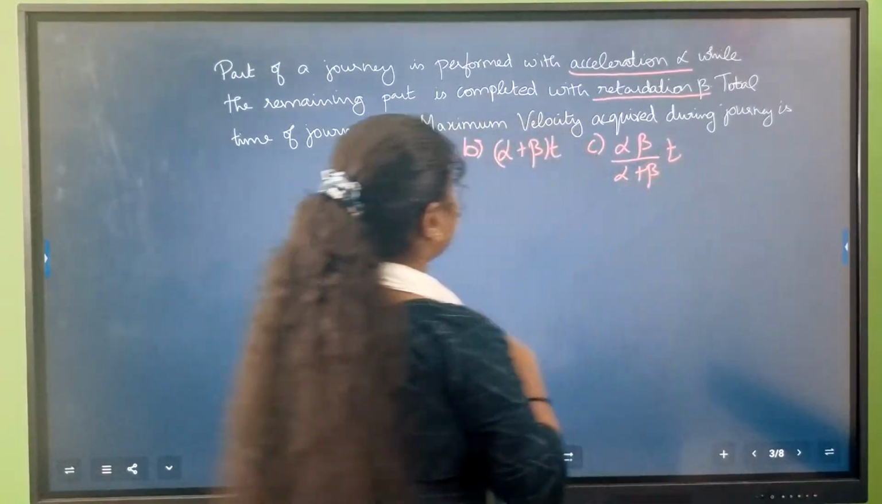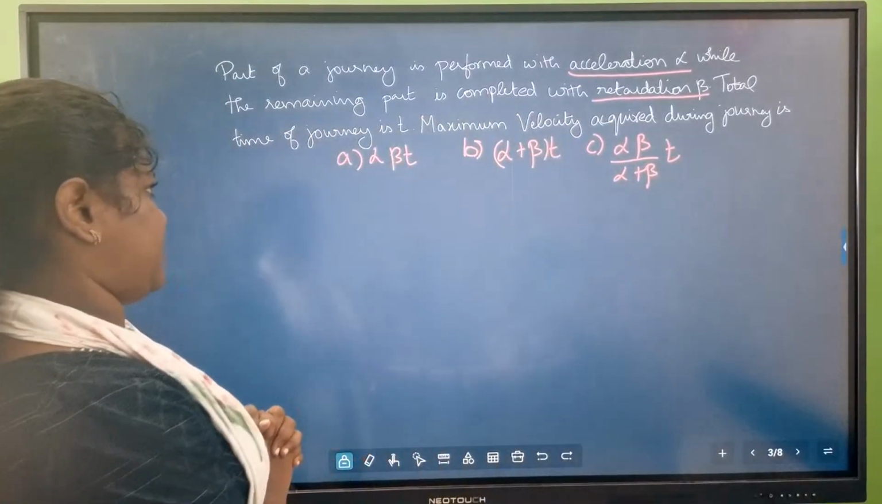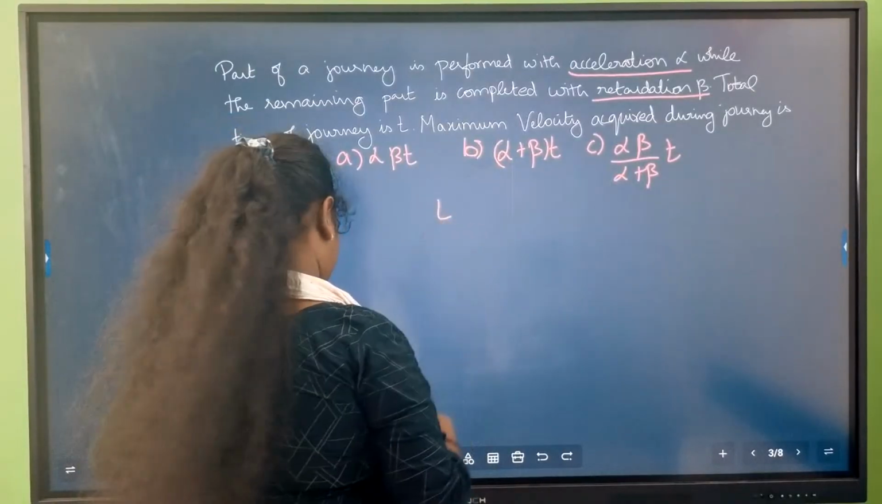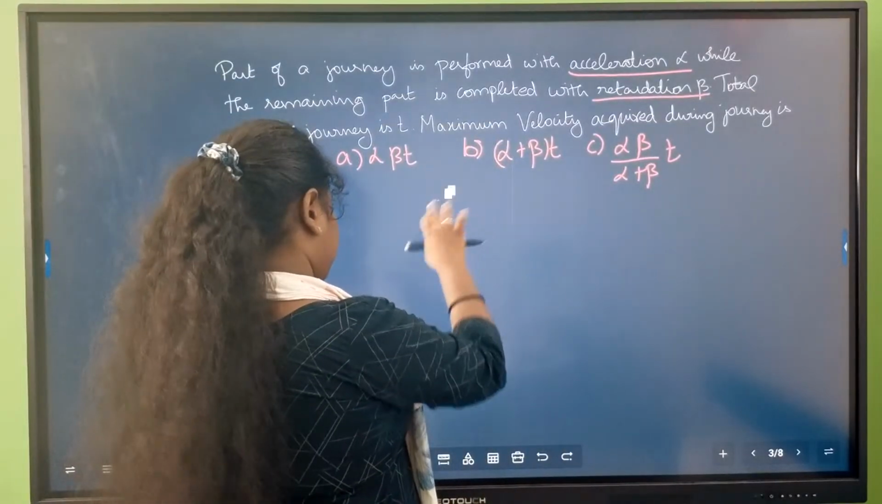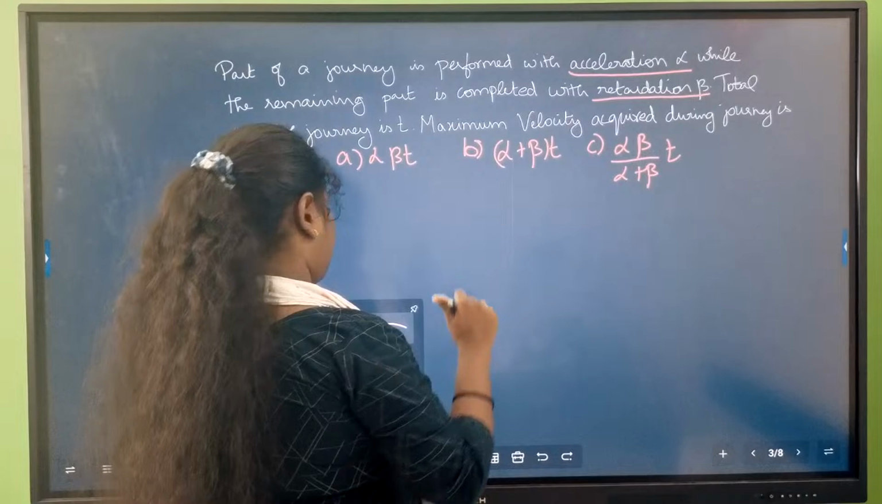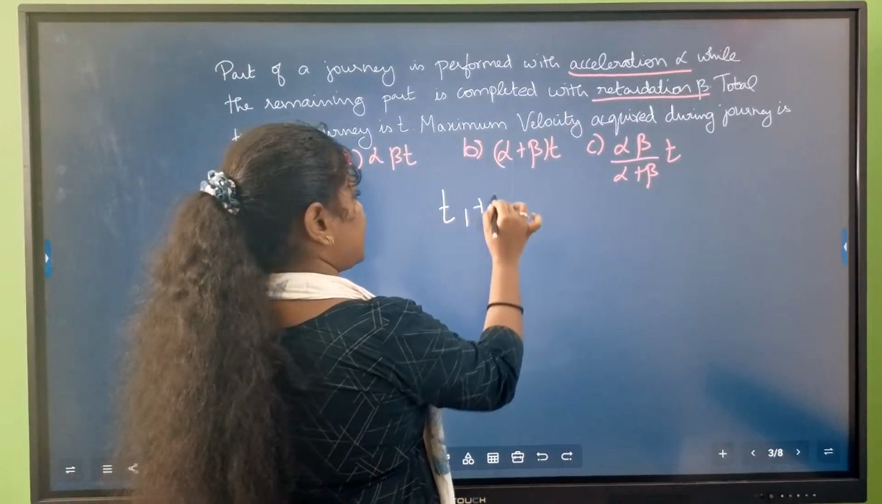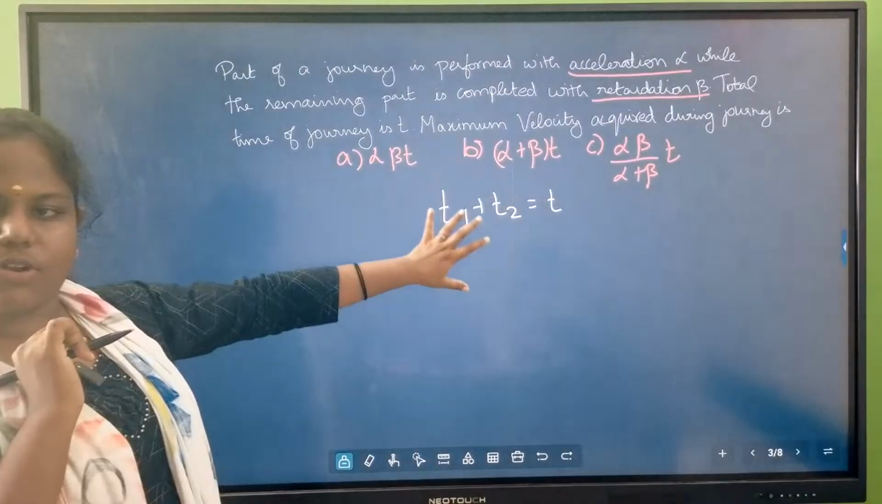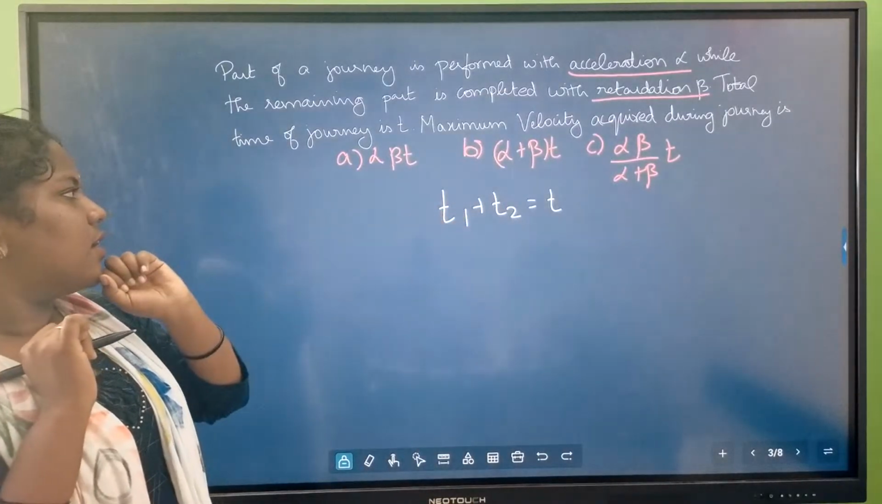So இதுதான் நம்மளோட options. So என்ன சொல்லிருக்காங்க? Total time என்னவா இருக்கும்? So நம்ம acceleration t1 அப்படி சொல்லி எடுத்துக்கிட்டோம்னா retardation t2 எடுத்துக்கலாமா? So அப்படி எடுத்துக்கிட்டோம்னா it will be t1 plus t2 is equal to t. So இதுதான் நம்மளோட total time இருக்கும்.